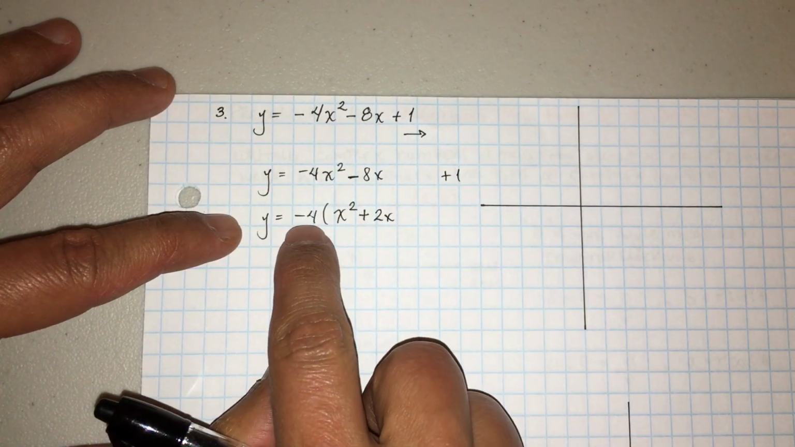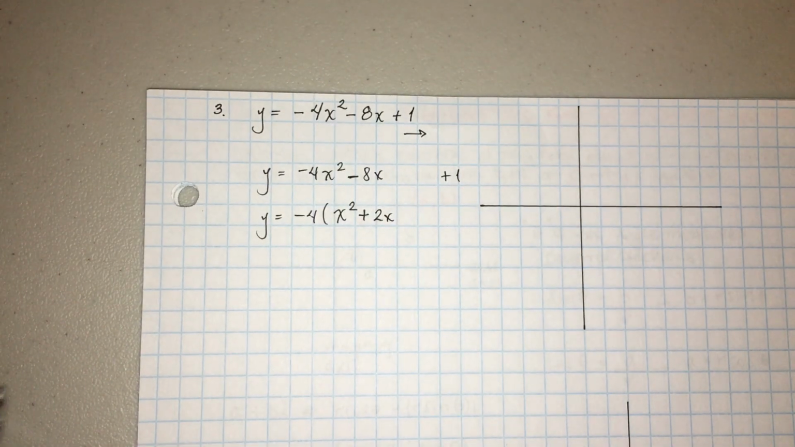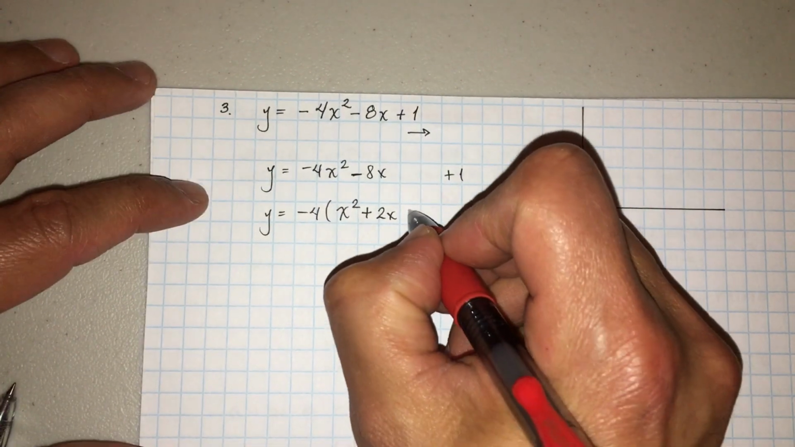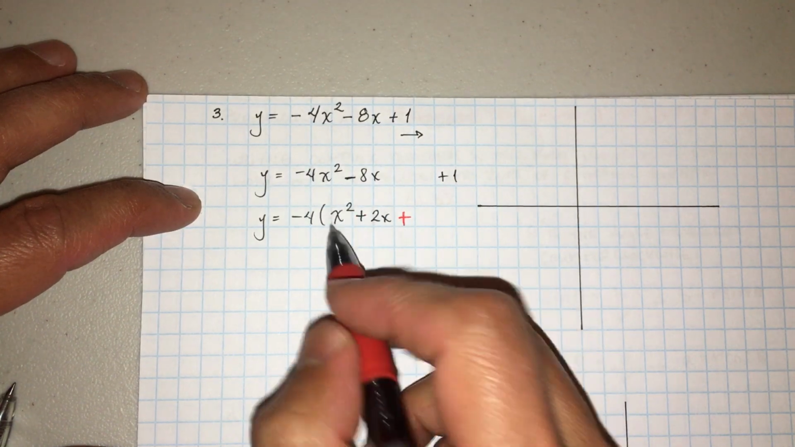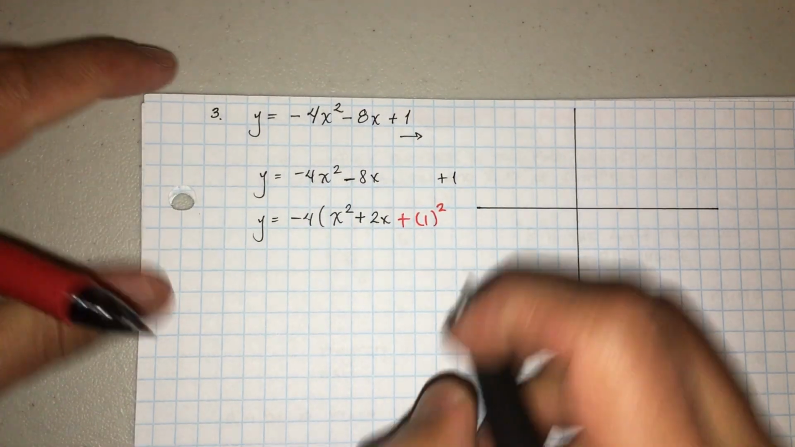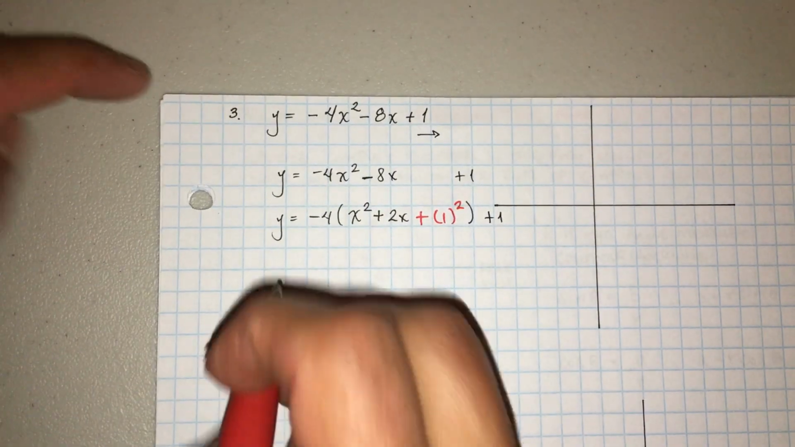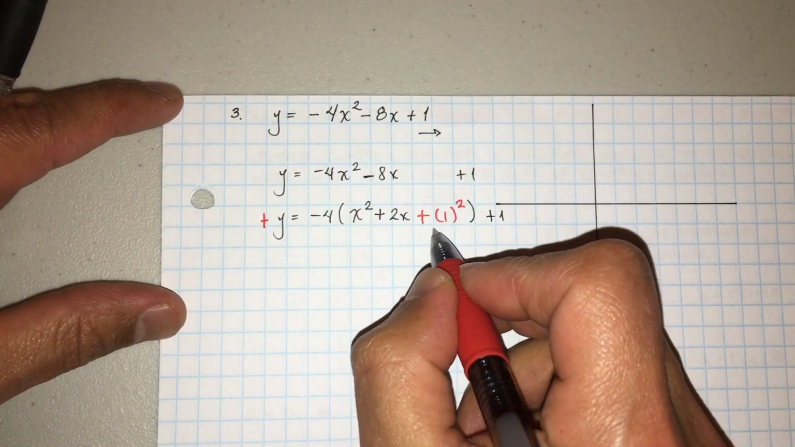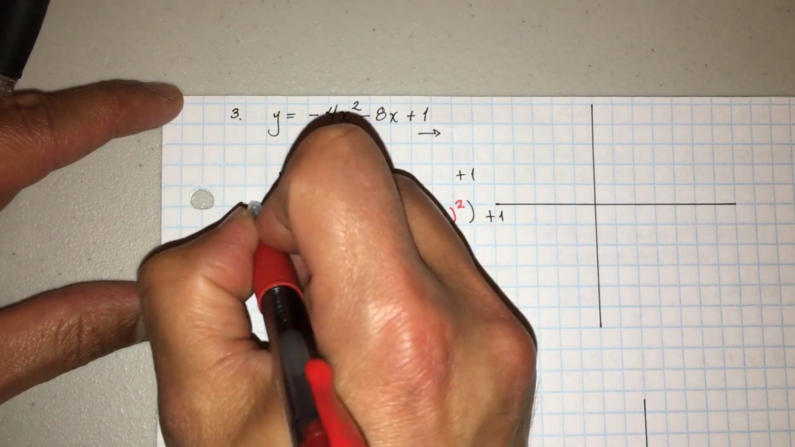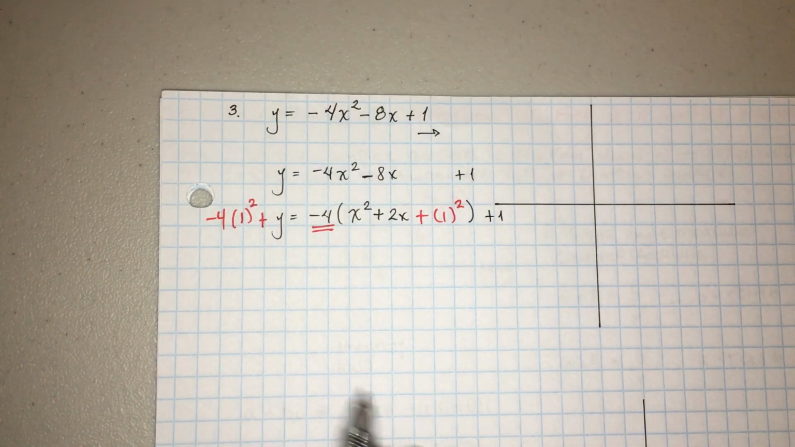Now, double check. Negative 4 times 2, will that give me negative 8? Yes, it will. Great. So now, we're going to complete the square with this guy. Half of 2 is 1, and we're going to square it. Great. Now, bring down the plus 1. Remember to add the same thing on the left. So 1 squared. And don't forget, we have to multiply by the negative 4. There it is.